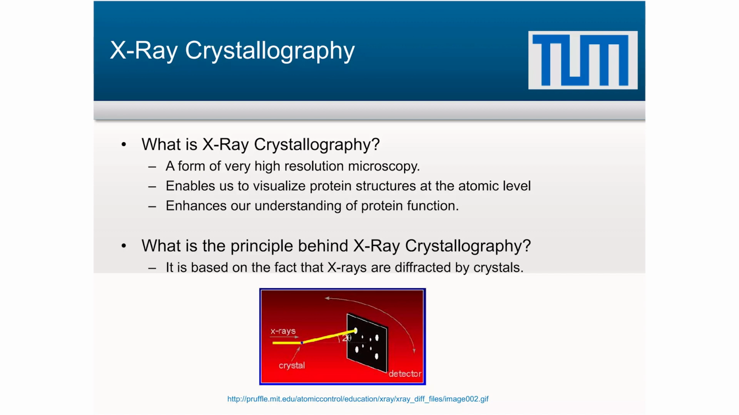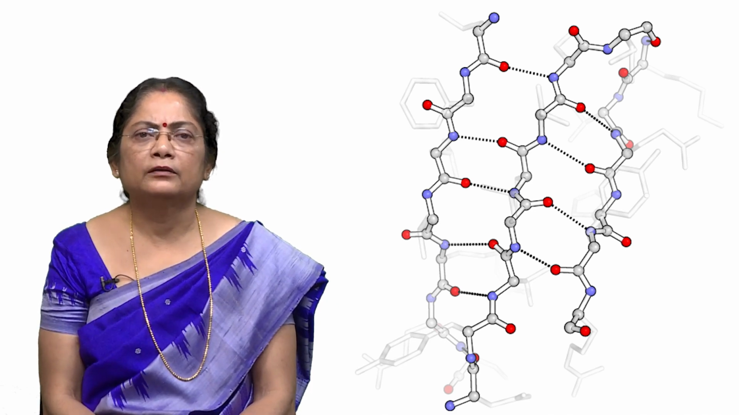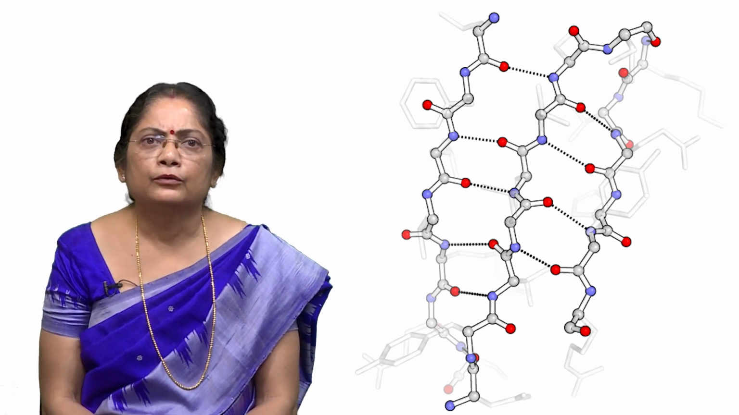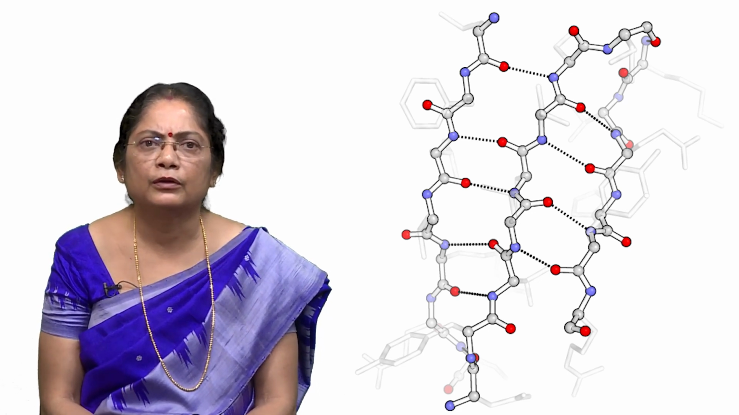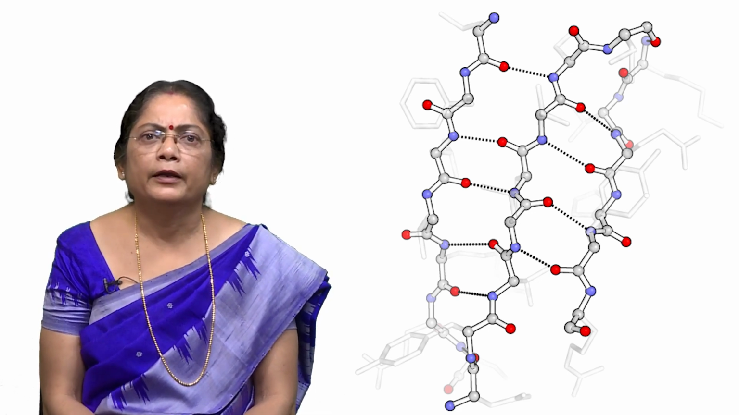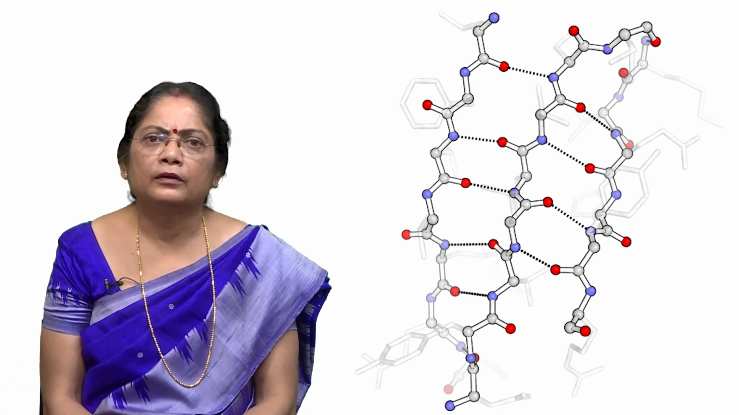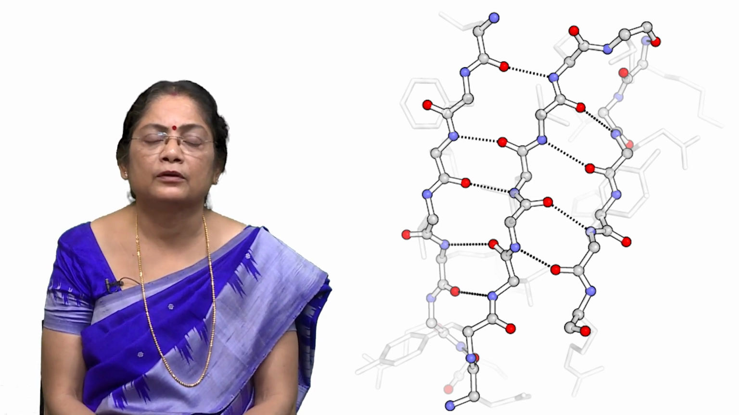What is the principle behind X-ray crystallography? It is based on the fact that X-rays are diffracted by crystals. The way the atoms diffract the X-rays in the crystal, they can form a 3-dimensional structure of the protein. So, to find the 3-dimensional structure of protein, we undergo X-ray crystallography to learn the protein function, what the functional domains are, and what the 3-dimensional structure is. It enables us to visualize the structure. So, X-ray crystallography is based on the diffraction of X-rays by the protein crystal.